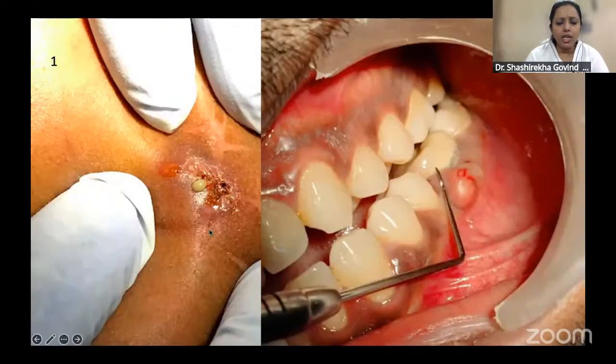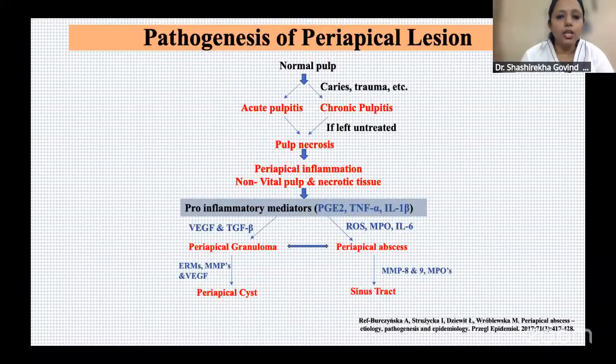So these are the clinical pictures showing the abscess formation due to dentoalveolar infection. Here, this is an extraoral pus discharge, and picture 2 shows the intraoral abscess formation or the pus discharge.